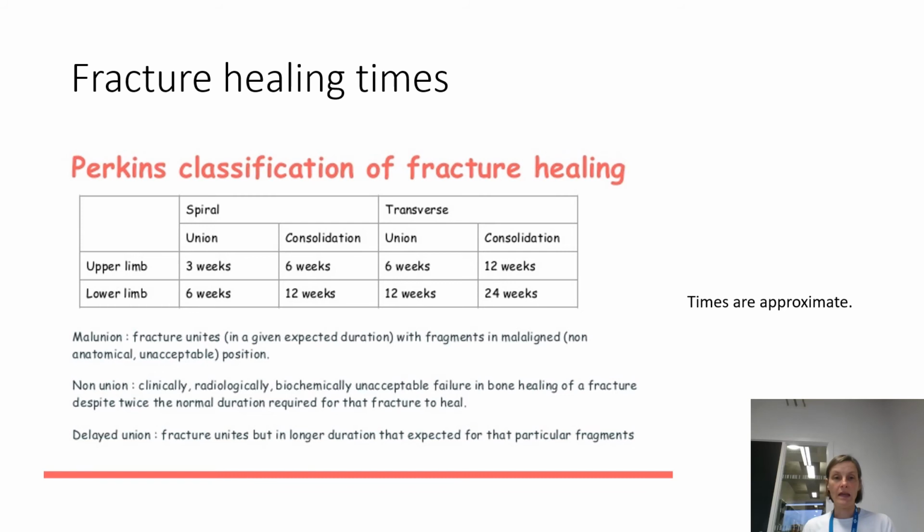In some cases, you can get non-union, whereby even though the normal healing time has passed, and in fact suggested up to twice the normal duration, you're still not getting union of the fracture. That's called non-union, or delayed union where it just takes longer. And so there are lots of factors which can influence union, and that obviously has to do with the health of that particular patient, their nutritional status, things like their bone density status can make a difference, or to a certain extent what they're doing whilst that fracture is actually healing.